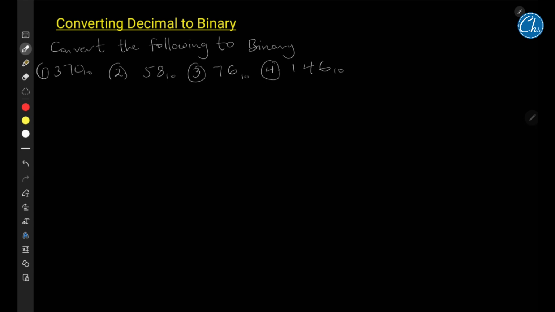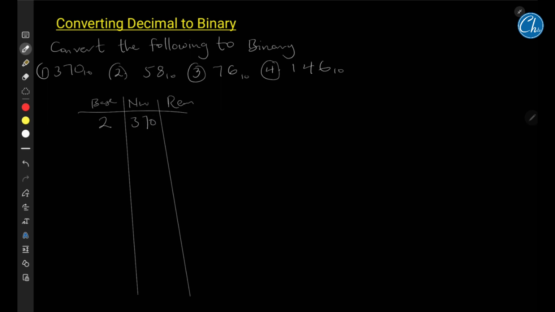To be able to do that, just create a simple table like this. Label this place the base, the number, and then the remainder. Now the base we are to convert it into is base 2, put it here. The number you are converting, 370, put it here. Now find the number of times the 2 goes into the 370, write the remainder. Keep doing that till the number becomes 0.